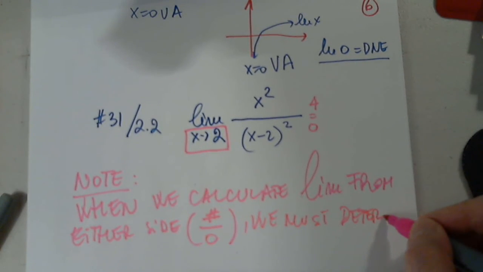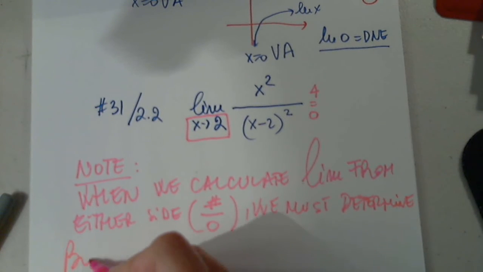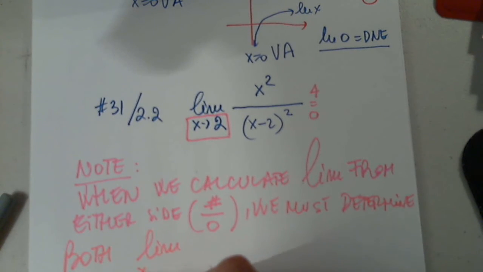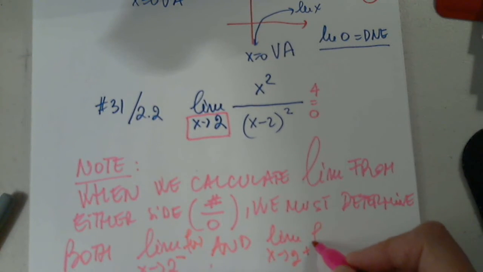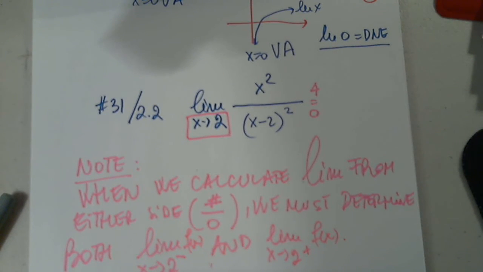determine both the limit from the left and the limit from the right of f of x, of course. We cannot draw a conclusion otherwise. If I get a number over 10, say 4 over 10, it's 2/5 and I'm done. I don't have to do anything. But if I get a number over 0, I must determine both sides. Okay. Because otherwise I will be tempted to write the wrong answer.